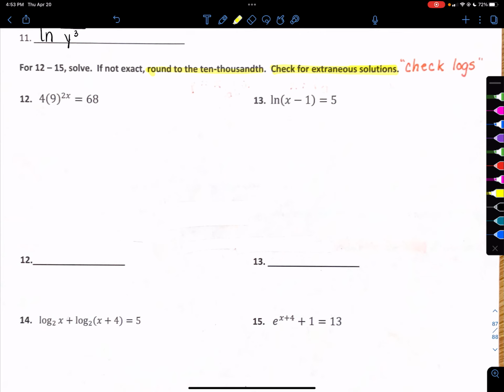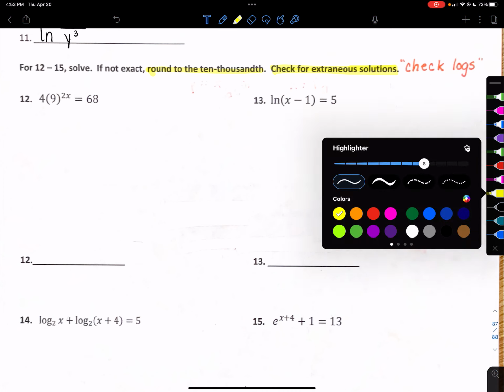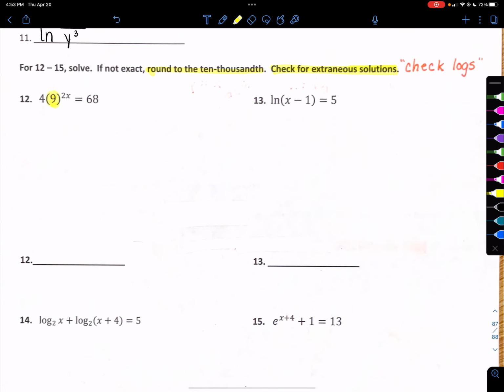Okay. All right, number 12. When I'm looking at number 12, this one is exponential. So when it's exponential, I need to have the base and the exponent. Anything extra, I need to move. So just the base and the exponent is all I want here. So here, the base is beneath the exponent, so the base is 9. The exponent is 2x. So that 4 over there, it's extra. I need to move that for right now.